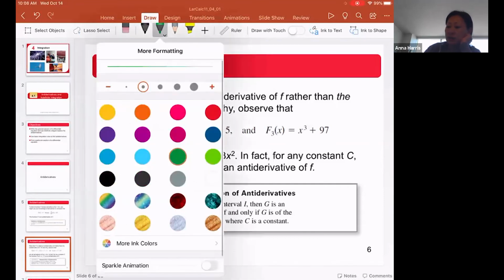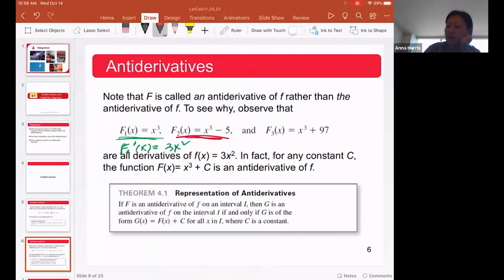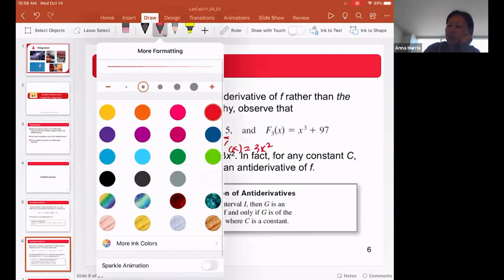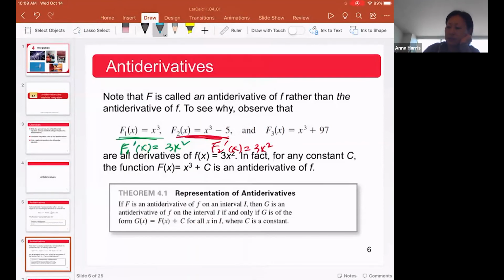Take a derivative of this. F2 prime of x gives me what? Also 3x squared. What about this one? F3 prime of x, we could also give you what? 3x squared. So in other words, when you take a derivative, the power comes down, and the constant part becomes a 0. So I have no idea how to go back, exactly which function to choose.